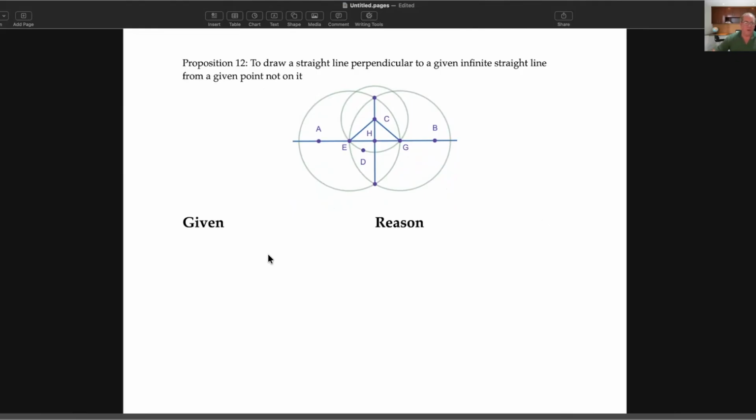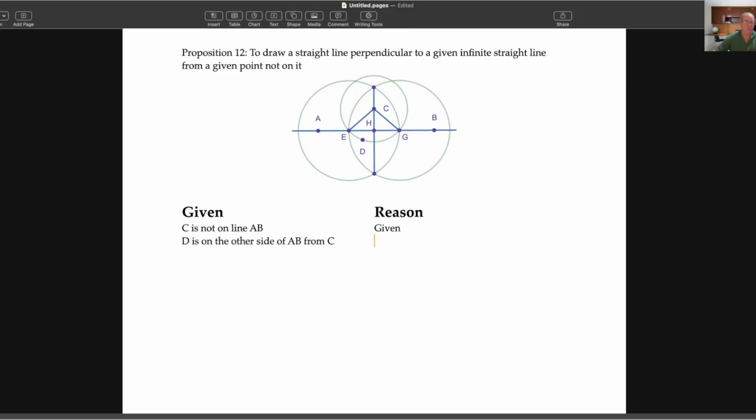Let's do the proof. The first thing we have is a line AB and a point C that's not on AB. We have a point D that's on the other side of AB. It's farther away from point C, and we chose that. We drew a circle around point C with a radius equal to CD, a radius long enough to be sure that it's going to intersect line AB at 2 points, and we called those E and G. We bisected the segment EG using the method from Proposition 10, and we called the midpoint of that H.